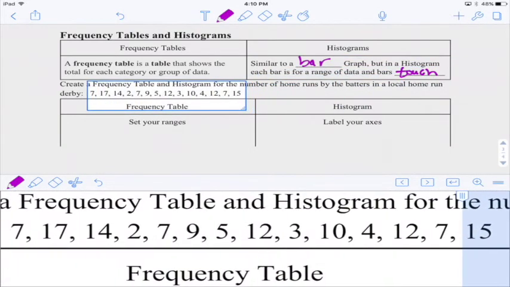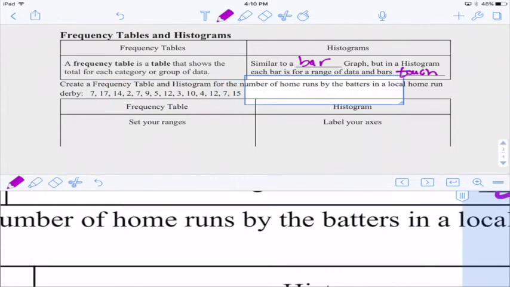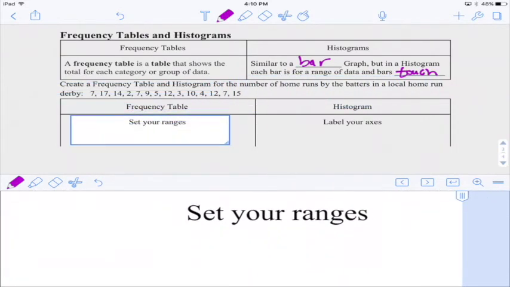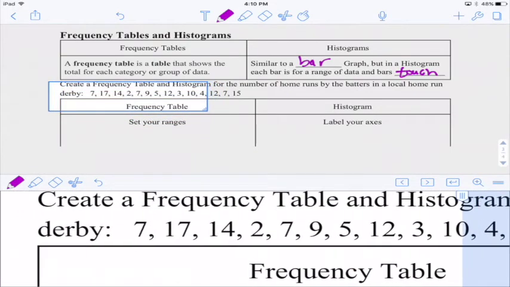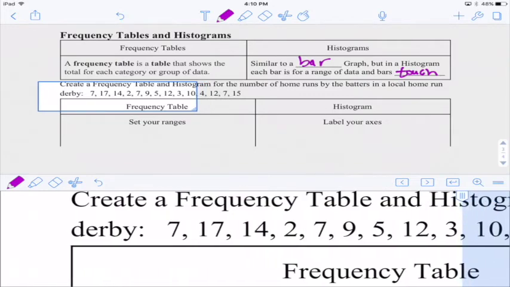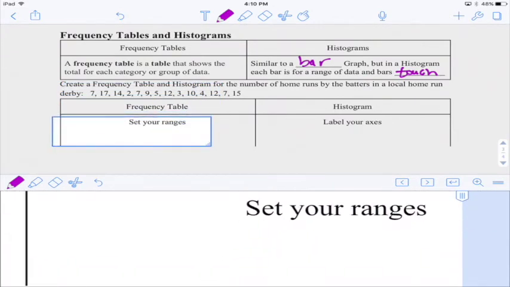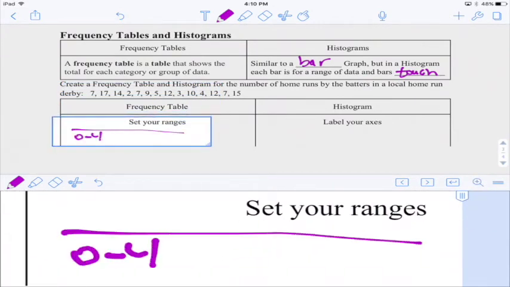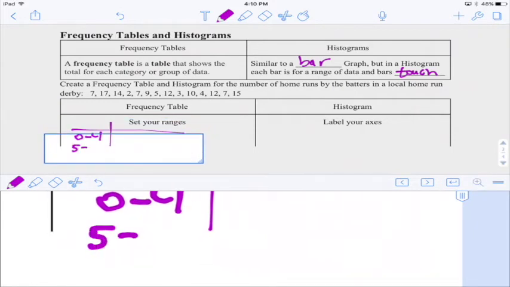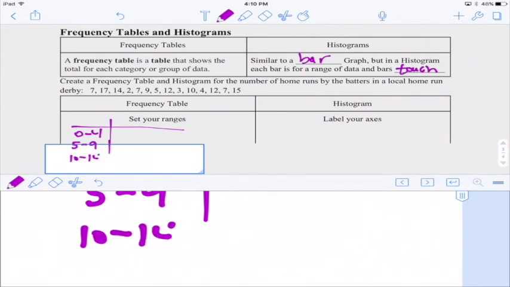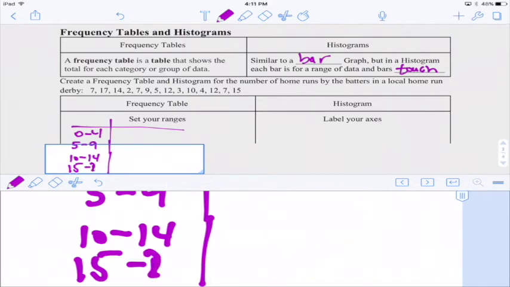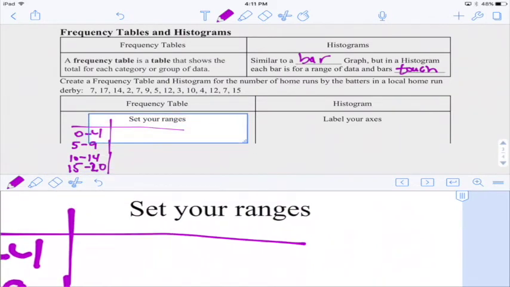So we're going to create a frequency table and a histogram for the number of home runs by batters in a local home run derby. Okay, so we need to set our ranges, so we need to look at our data. It looks like my low number is 2, my high number is 17, so let's count by fives. So 0 to 4, 5 to 9, 10 to 14, and 15 to 20. Okay, and then my frequency.